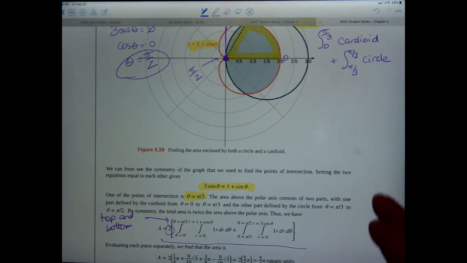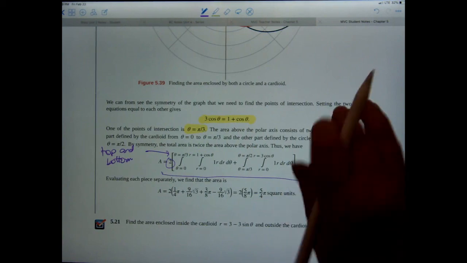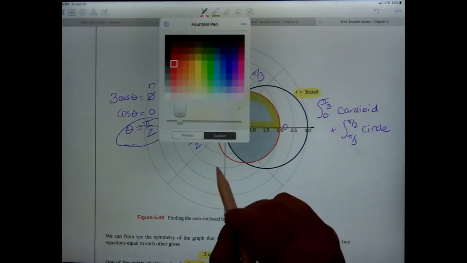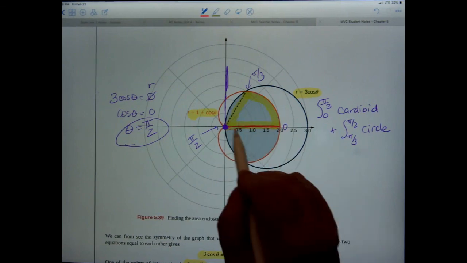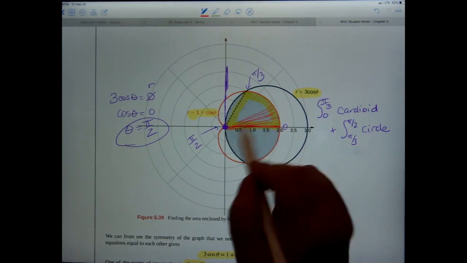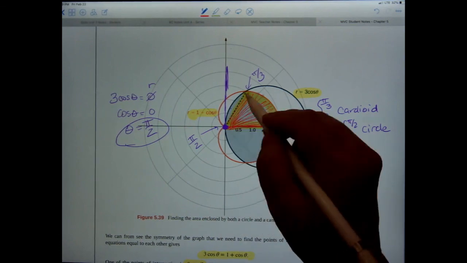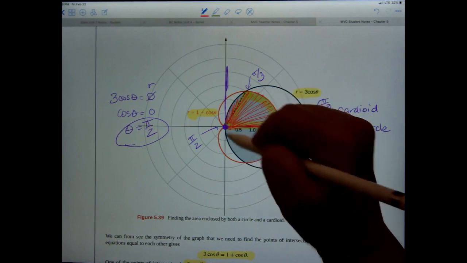How are we doing? Don't close up just yet. Could you explain in terms of how the sprinkler would work? Yes, good idea. The sprinkler starts at 0, which means it's starting on this axis, and it's going. Which curve is it always hitting? The cardioid. Until I get to pi over 3. Then after pi over 3, what's it hitting? The circle. Until I get to pi over 2. Oh, that's why it breaks apart. Okay, that makes sense.